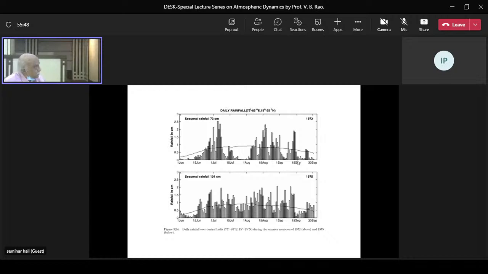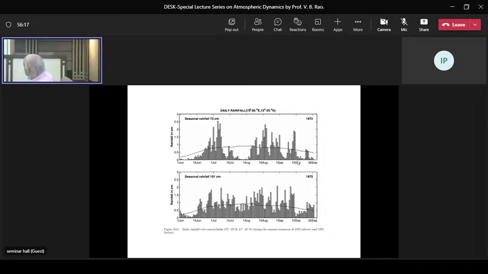One in the middle of July and August, and there is one in September, and like that. There are several that actually reduced the total rainfall to 73, where this did not happen in 75. So the rainfall reached 101 centimeters. So now about the so-called breaks.